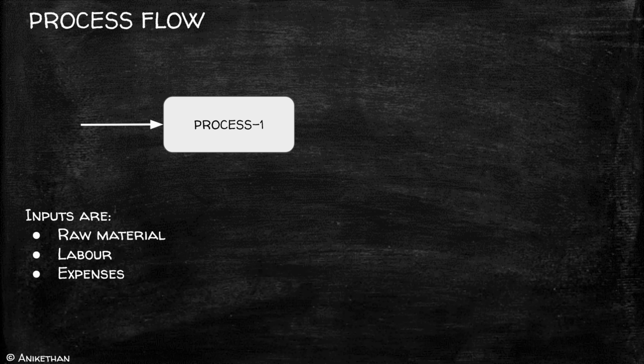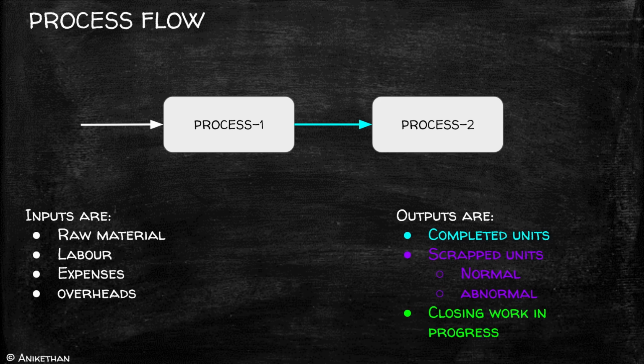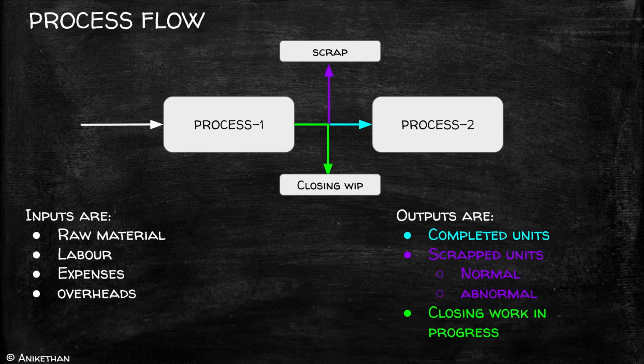So in process, let's understand the process flow. Let's take a process in the petroleum industry, and there will be inputs. Which are these inputs? Typically your material, labor, expenses and overheads. And you also have outputs. First type of output from this process is the completed units, which either go to the finished goods store or go to a next subsequent process. So those are called completed units. Then you have closing WIP and scrap.